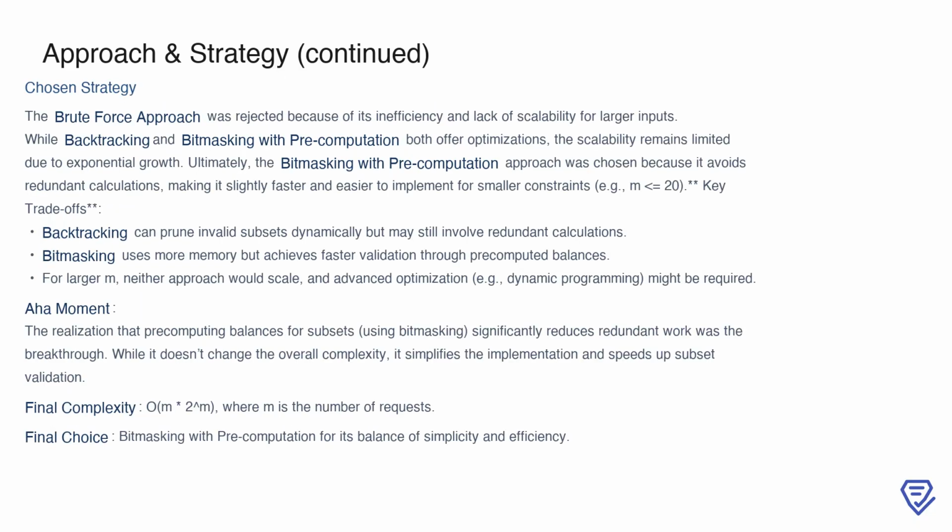After evaluating the different approaches, the brute force method was dismissed due to its inefficiency and lack of scalability. While both backtracking and bit masking with pre-computation offer optimizations, the latter was chosen as the final strategy because it avoids redundant calculations and simplifies subset validation. Backtracking can dynamically prune invalid subsets, but it still involves some repetitive calculations. On the other hand, bit masking uses additional memory to pre-compute balances, but this trade-off results in faster validation and easier implementation for smaller constraints, such as when the number of requests is 20 or fewer.